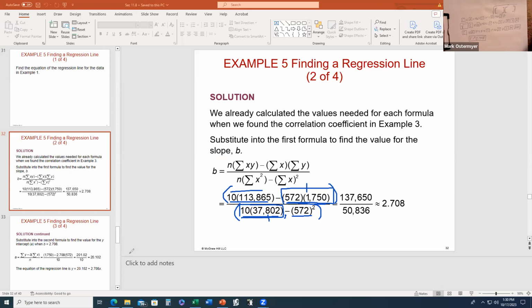Very important. All right, get on your calculator, ladies and gentlemen. See if you can dial it up. Do we get about 2.708? Let me know if anybody's getting that out there. Are you able to get that slope of that regression line as being about 2.708?